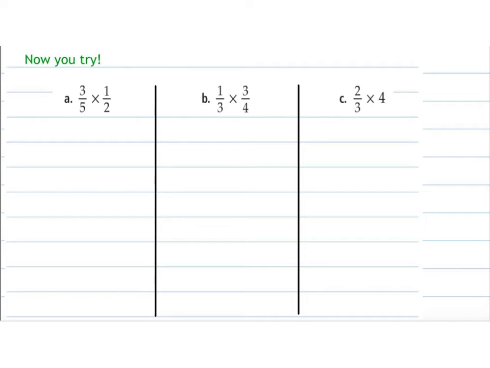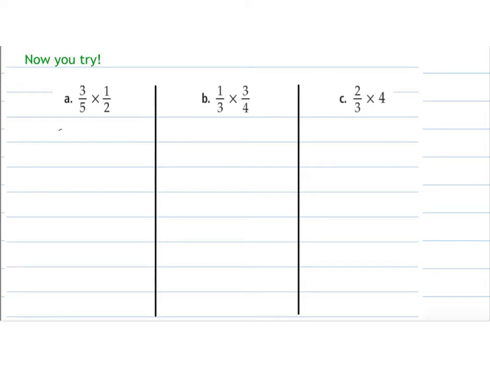Okay, now that you've had that stellar introduction from Mrs. Lobbs, let's give this a try. Feel free to try them on your own, pause and come back, or maybe do 1 or 2 with me. Here we go. So I'm multiplying 3/5 of 1/2. Remember, you're looking for a part of a small part already. So our number shouldn't be very big.